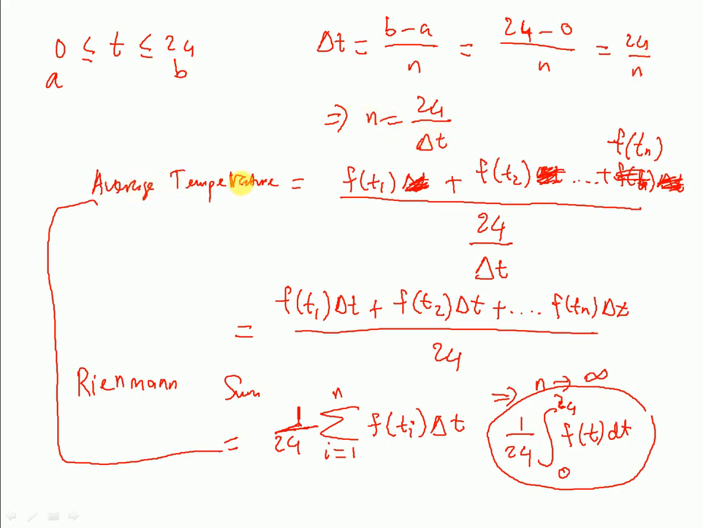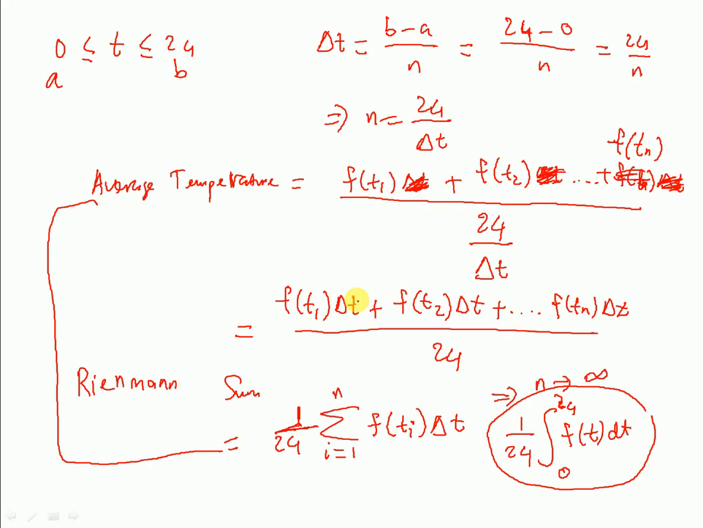The average temperature is what? It is you adding up all the points t1, t2 up to tn of that function f, and you divide by the total number n. In this case, n is 24 over delta t. Now, because you are dividing by a fraction, we are flipping the delta t to the top. So any delta t, you are multiplying that to here, here, here. You got here.